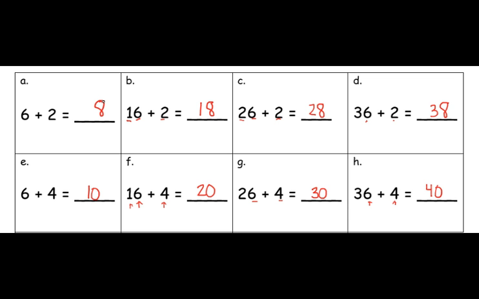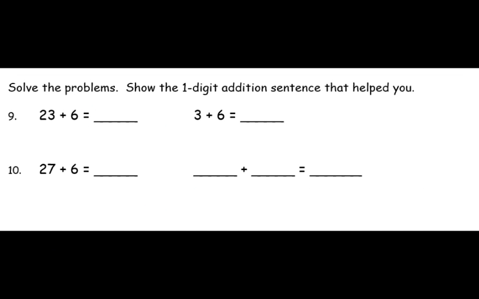So again, knowing those single-digit addition facts can help us with some of this greater addition. And in the last section it says solve the problems, show the one-digit addition sentence that helped you. For example, in order to answer 23 plus 6, I can think first of 3 plus 6, well that gives me 9, and I still have 2 tens, so the answer is 29. So 3 plus 6 equals 9 is the one-digit addition sentence that would help me solve the first problem.